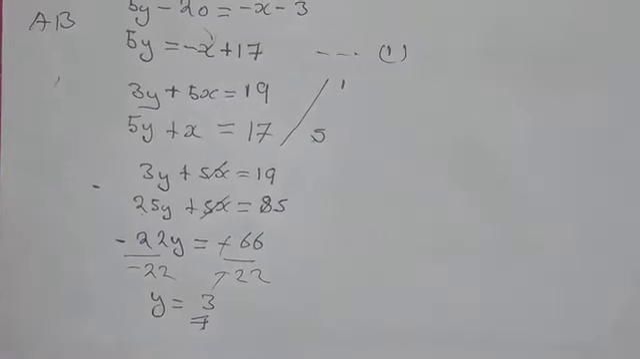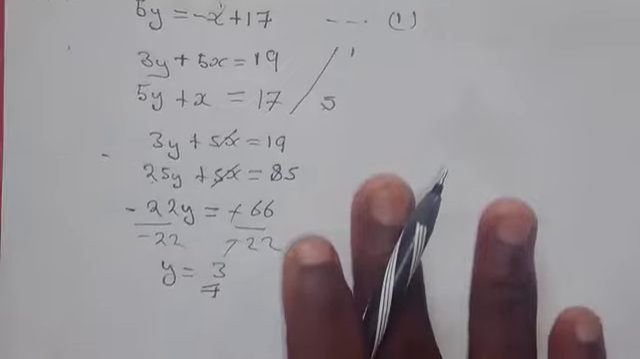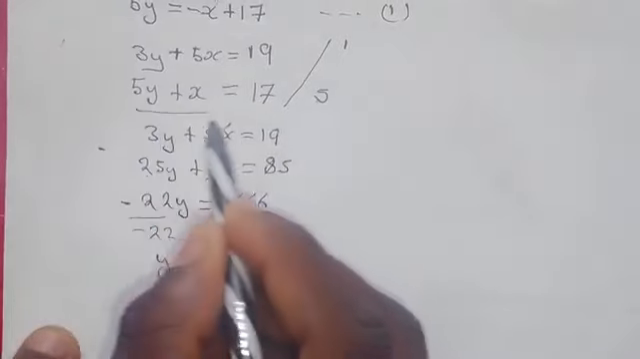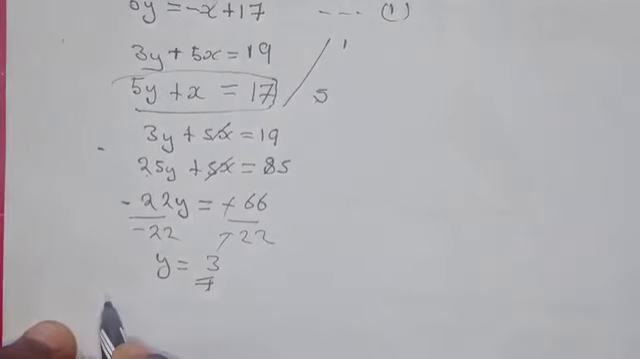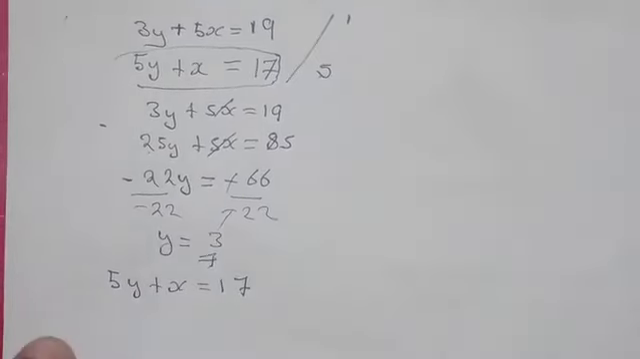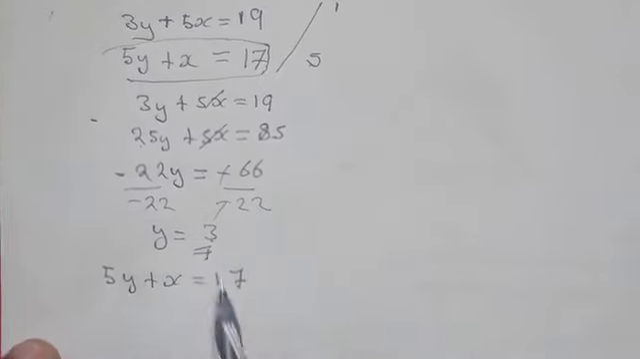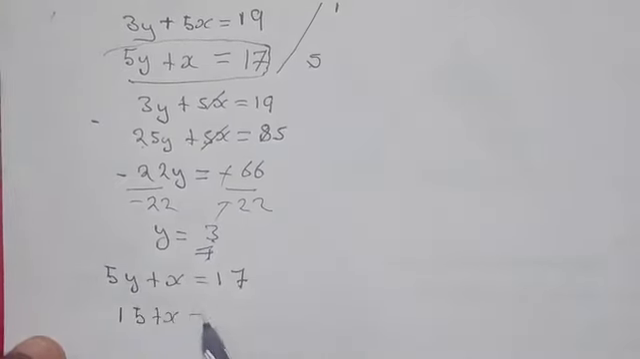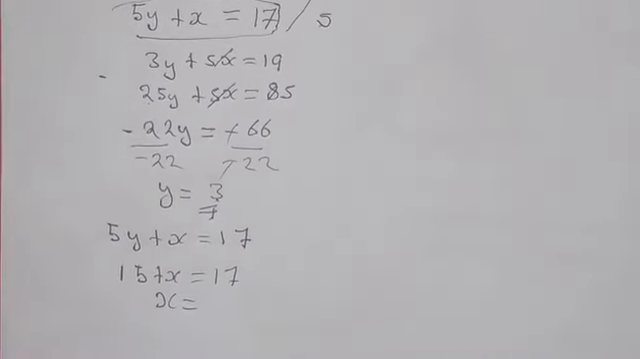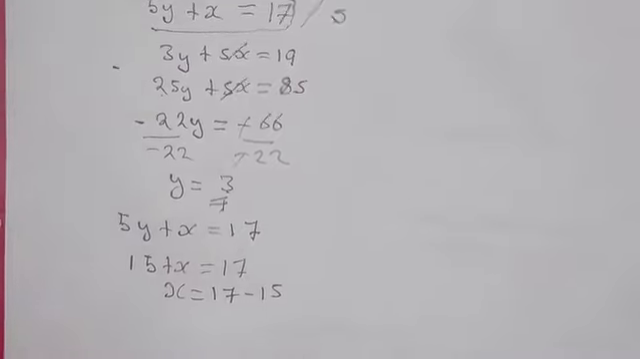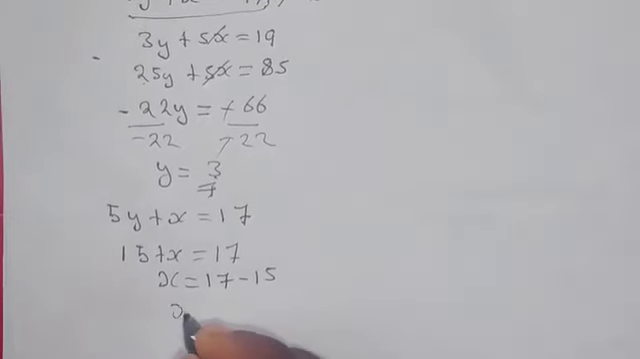which is for x. So we're just going to get one of the equations which we wrote. So let's get this one. So we have 5y plus x is equals to 17. Okay, so where there is y, we replace with the 3 here. So we're going to have 5 multiplied by 3, it will give us 15. So 15 plus x is equals to 17. X is equals to, we take 15 to the other side, so we're going to have 17 minus 15, which will give us 2. X is equals to 2.